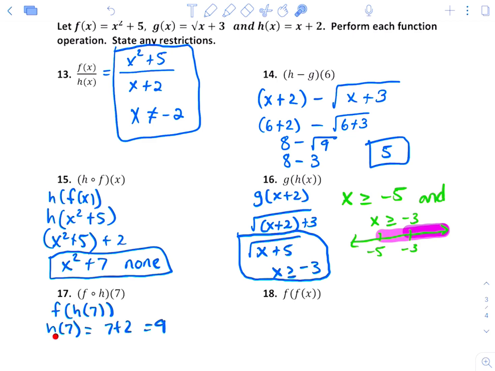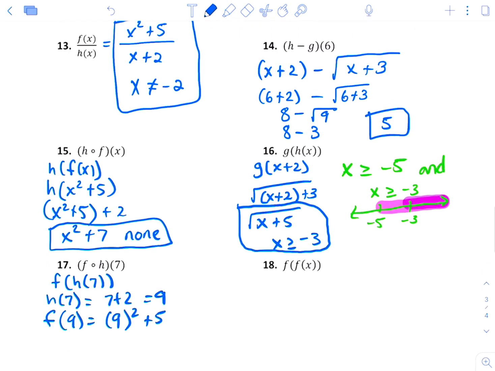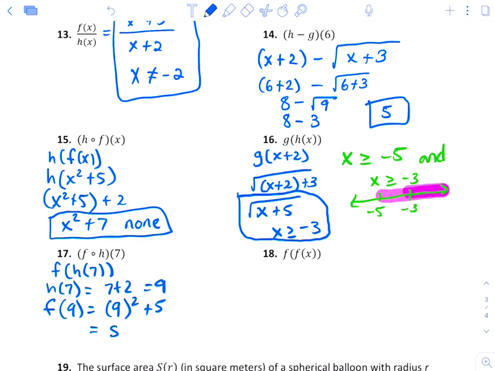And now that I know that h of 7 is the same thing as 9, I'm going to plug the 9 into my f function. So we're doing f of 9. So now replacing all of the x's in f, so that x squared here, with 9, and then simplifying. So we're doing 9 squared plus 5. So this is 81 plus 5, which is 86 for my final answer. And again, I have that number, and I don't need to worry about any restrictions.